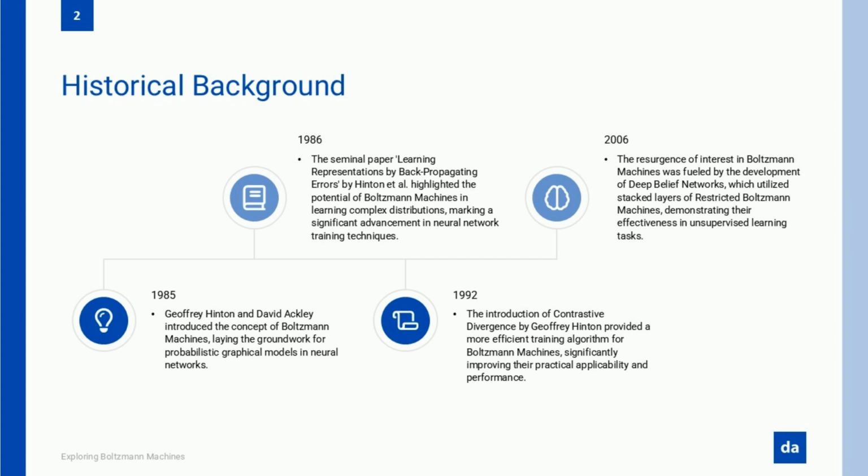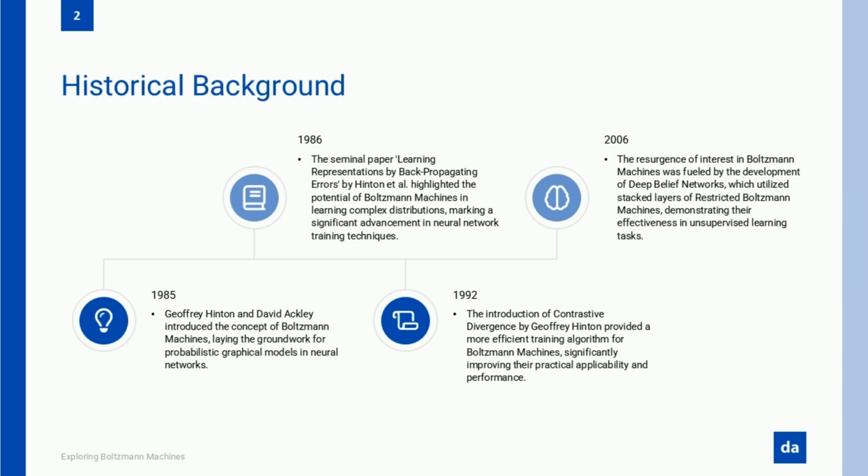Instead of simply passing signals forward like in traditional neural networks, these machines worked by balancing probabilities, constantly adjusting and refining their internal states to make better predictions. Fast forward to 1986, and we see Boltzmann machines being recognized as powerful tools for learning representations, thanks to Hinton's groundbreaking paper on backpropagation. But there was a problem. Training them was painfully slow. They needed a better way to adjust weights efficiently.